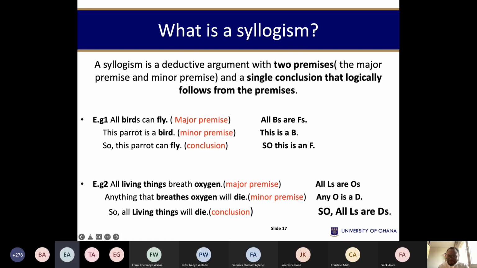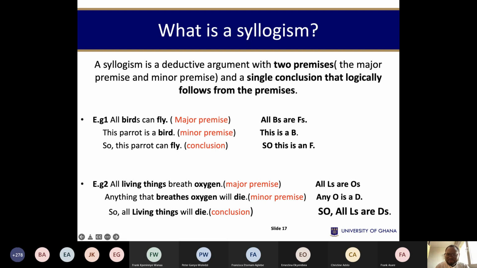My example is: all unmarried men are bachelors. Kofi is an unmarried man. Therefore, Kofi is a bachelor. Yes, that is a good one. Thank you. That is a universal affirmation.